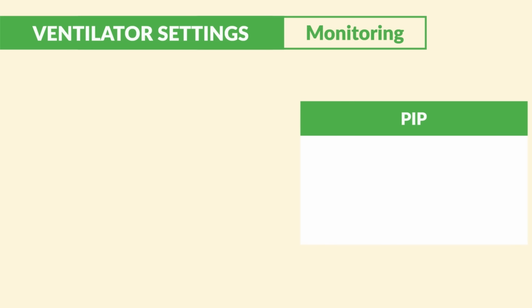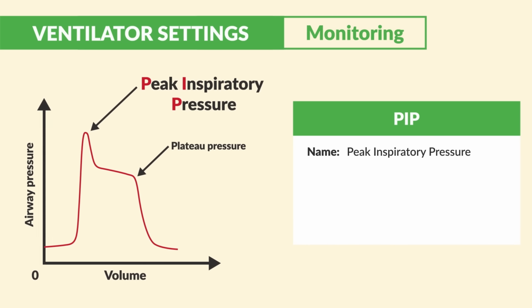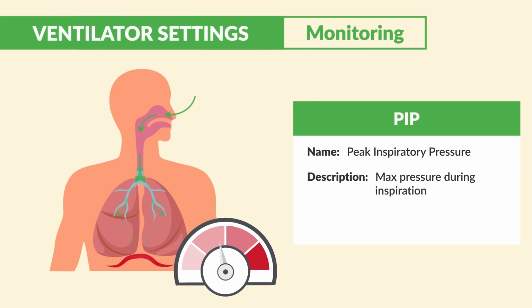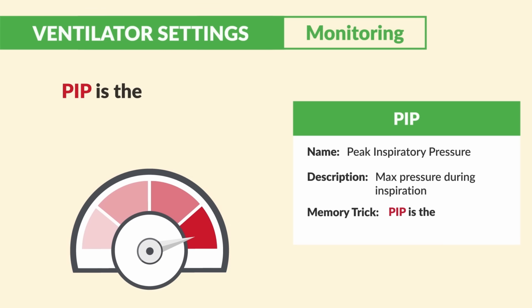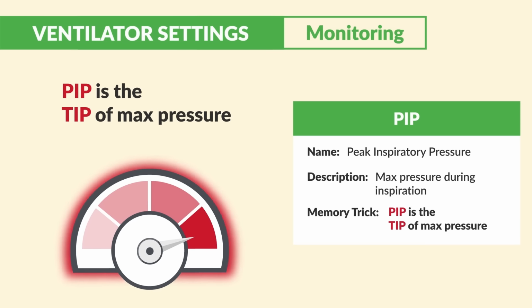Next is our PIP here. Peak inspiratory pressure. This is the max pressure during inspiration. So the memory trick, think PIP is the tip of max pressure.